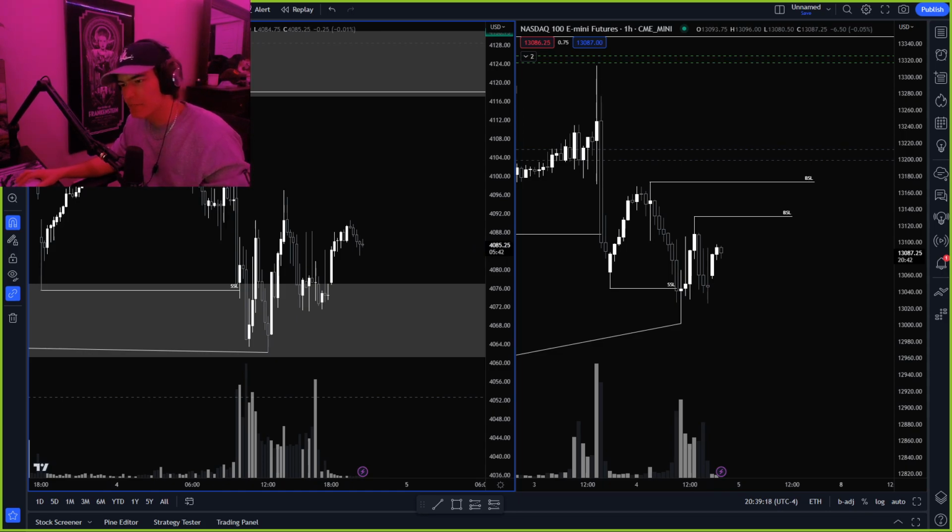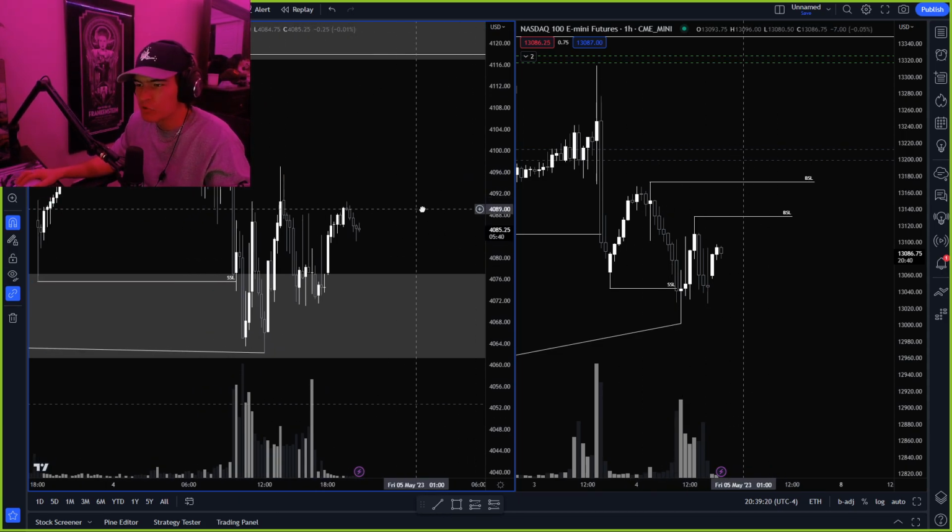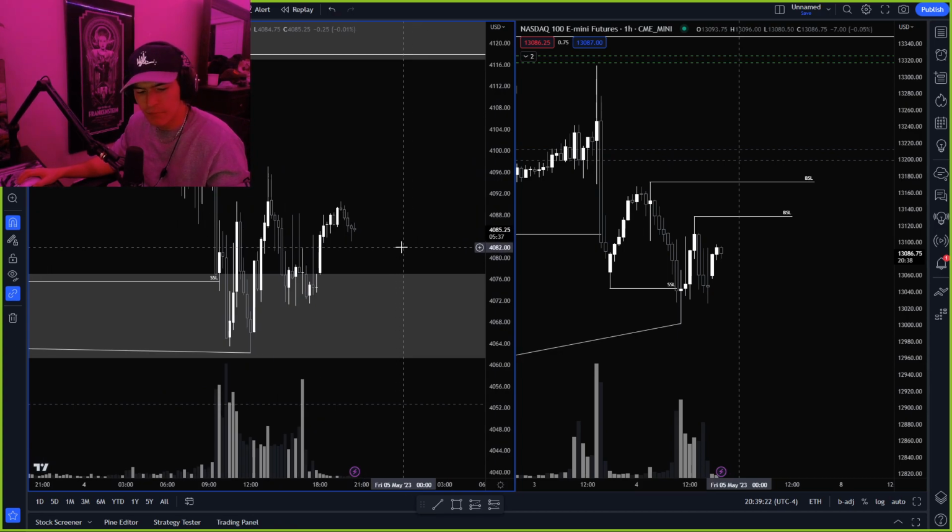What's your position size? I recently upped it a little bit. I'm trading around 6 minis of NQ and around 8 minis of ES.